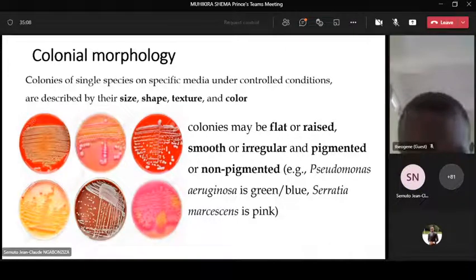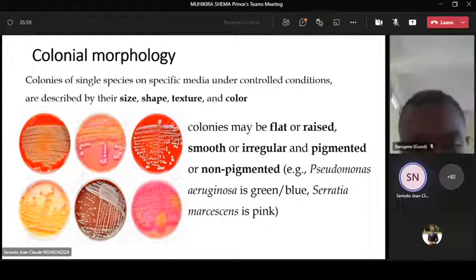So colonial morphology is another important phenotypic criterion that helps to identify bacteria. Colonial morphology is typical for each species. As long as the specific media is used in controlled conditions, a specific species has its defined size, shape, texture, and color. So the colony is always around the same size, same shape, same texture or color.